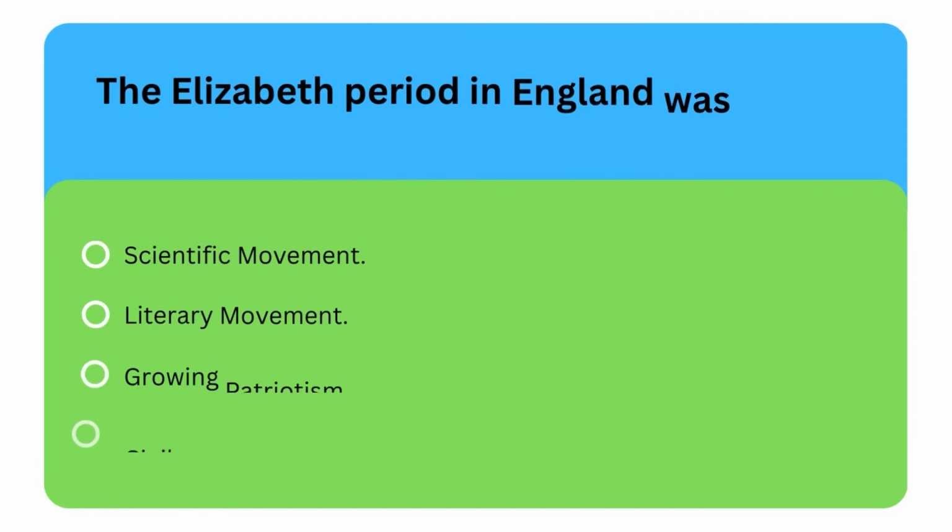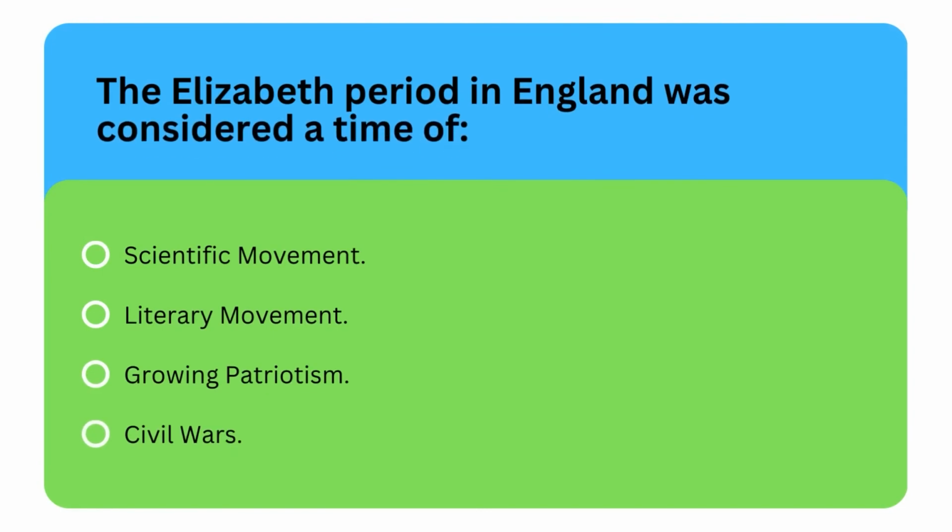Next question is the Elizabethan period in England was considered a time of. Options are scientific movement, literary movement, growing patriotism, or civil wars. So the correct option is third option, growing patriotism.